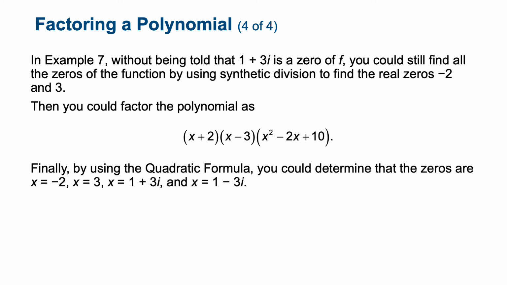Also, if we didn't know that 1 plus 3i was a zero, we could have still found all the zeros of the function by using synthetic division to find the real zeros, negative 2 and 3. Then we could have rewritten the polynomial as the product of these factors, x plus 2, x minus 3, and the quotient x squared minus 2x plus 10. But then when we got to this point, we could have used the quadratic formula. So make sure you are very well versed in the quadratic formula, and that it's easy for you. You would use this to get x equals 1 plus 3i, 1 minus 3i.